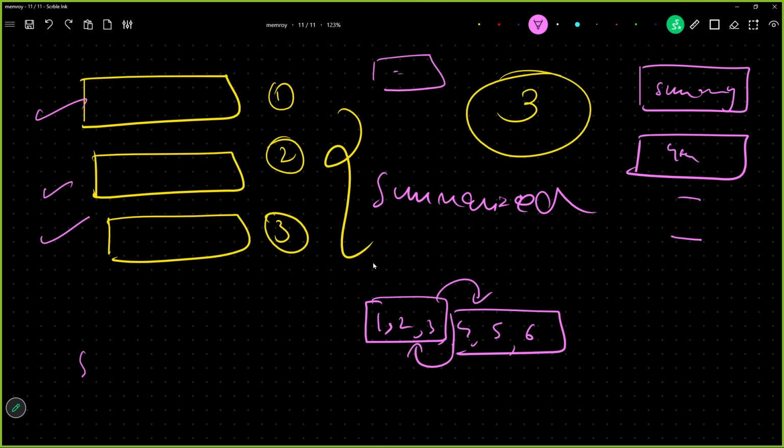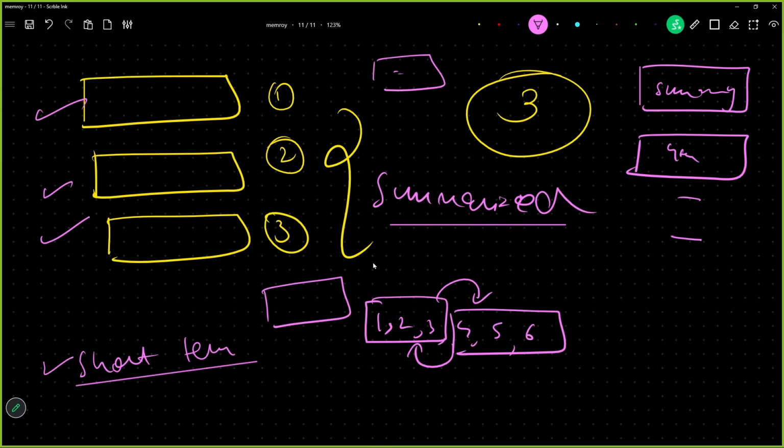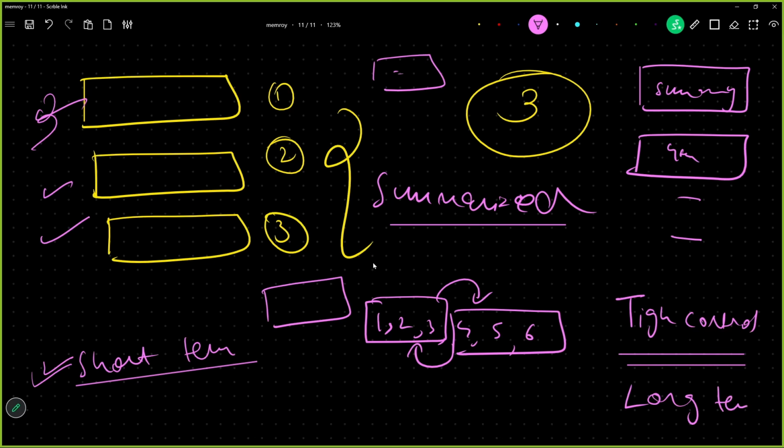So we remember the short term details, and we also remember the long term details. So long term details will be remembered from summarization, and short term details will be remembered by this particular thing, by buffer. So here, what are we doing? We are also having a tight control over budget, and we are also maintaining context for a longer period of context. Okay, let us see this in action.